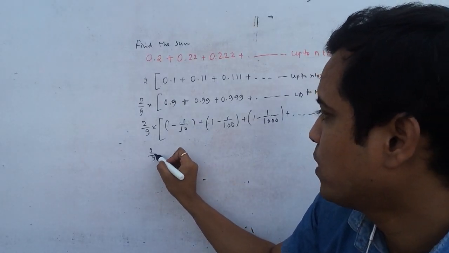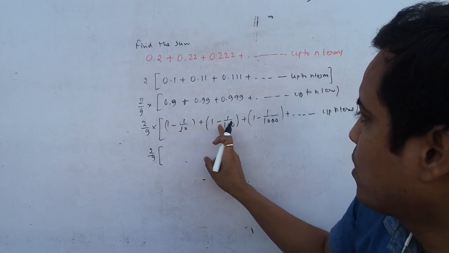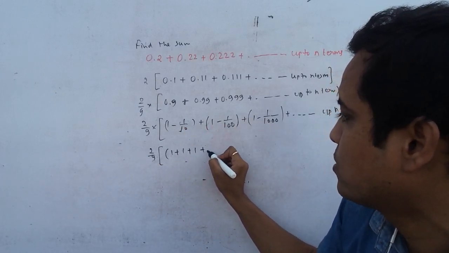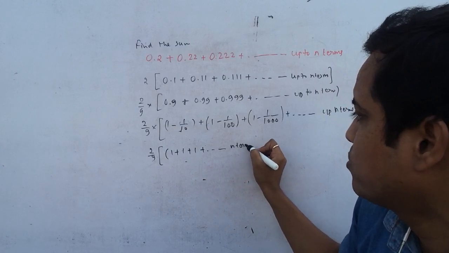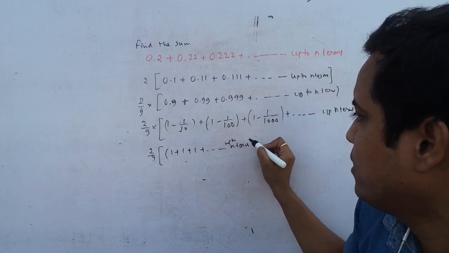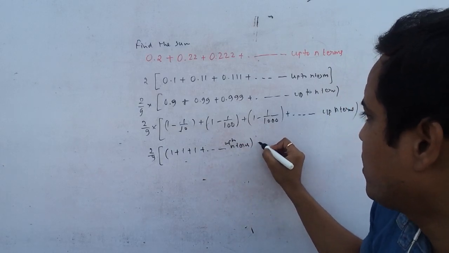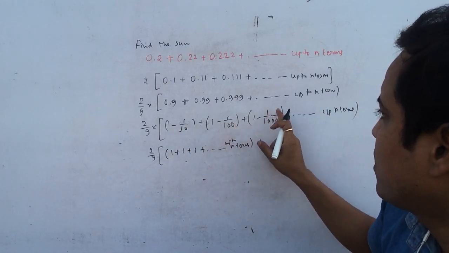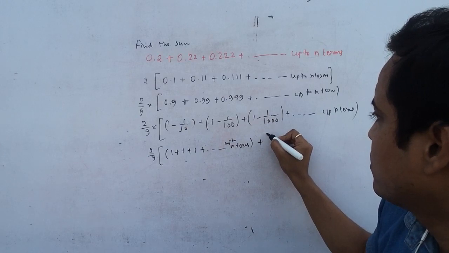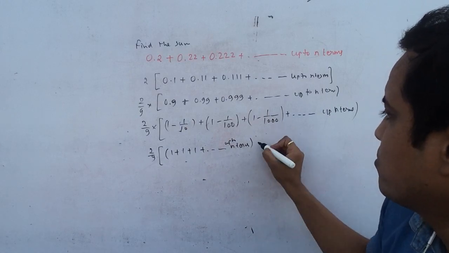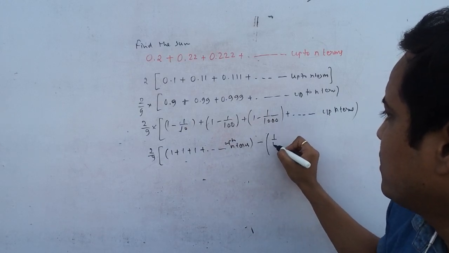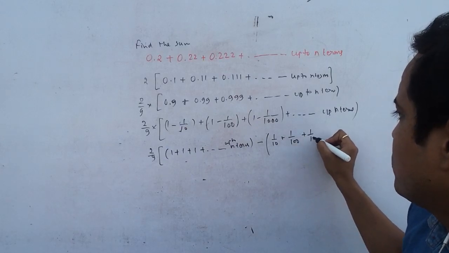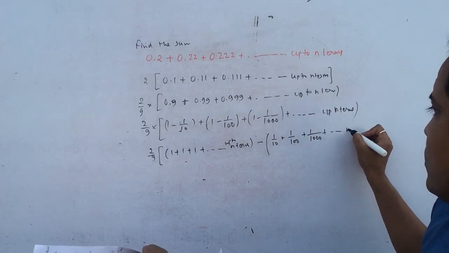Now separate the 1, 1, 1 from each. So separate how? 1 plus 1 plus 1 plus, up to n terms, minus 1 by 10, minus 1 by 100, minus. So you can take minus common from each. So you will get 1 by 10 plus 1 by 100 plus 1 by 1000 plus up to n terms.